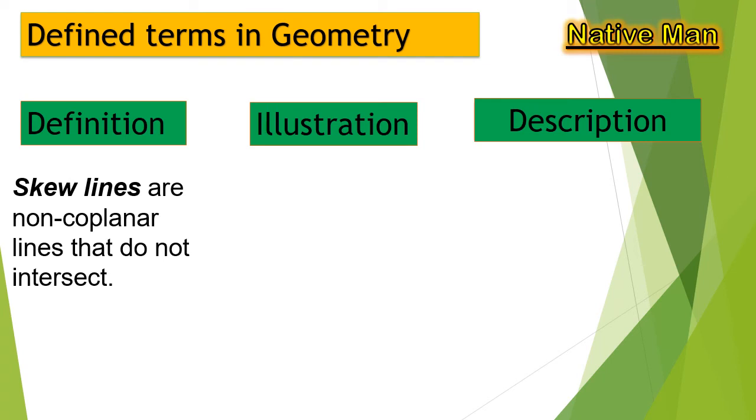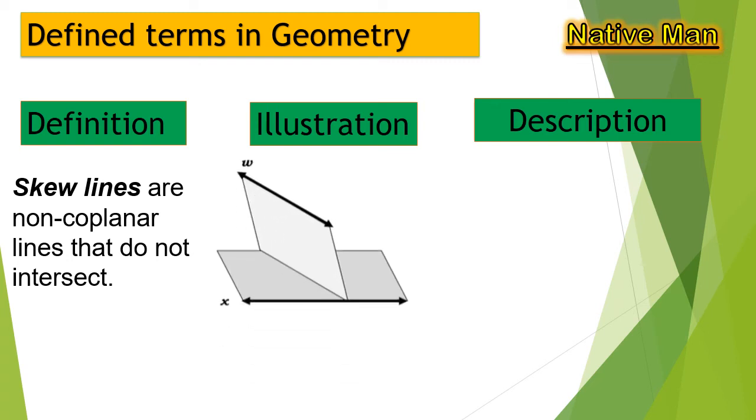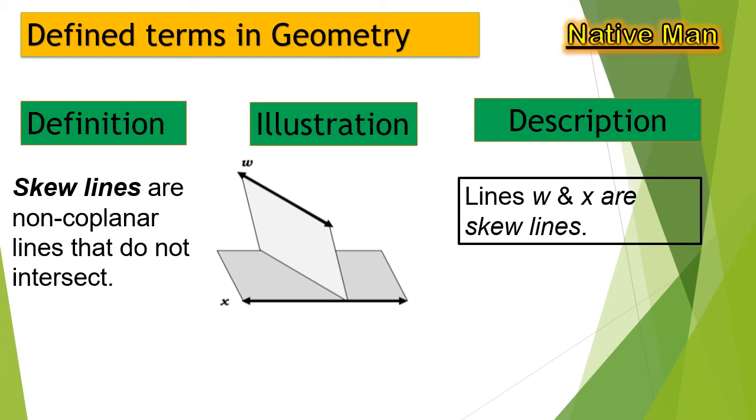Another term is skew lines, which are non-coplanar lines that do not intersect. Ibig sabihin ng non-coplanar, hindi po sila nasa iisang plane. In symbol or illustration, ito po yun. Yung line X ay nasa baba at yung line W ay nasa taas. So, hindi sila magi-intersect, at magkaiba po yung kanilang plane. In the description, lines W and X are skew lines.